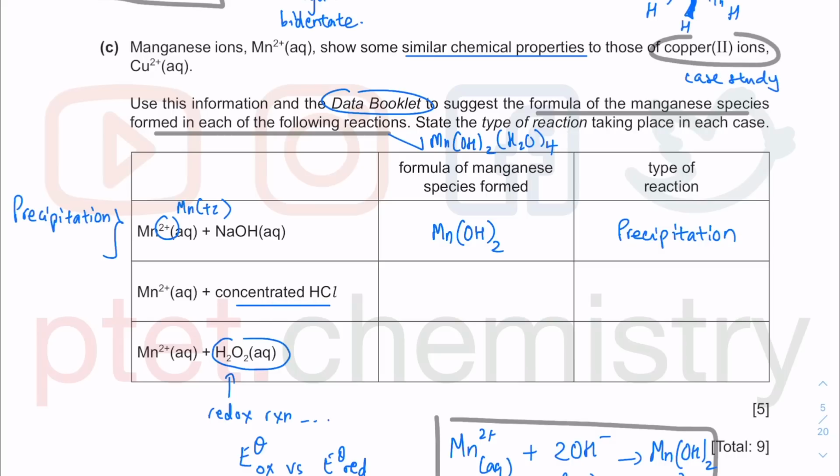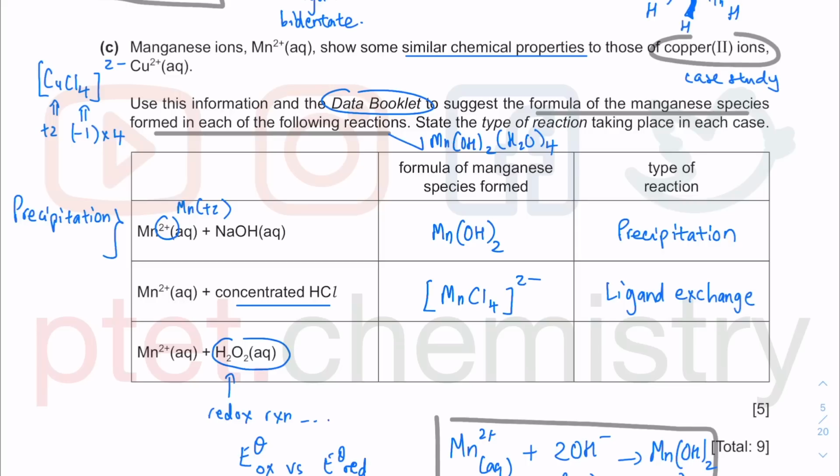With the concentrated HCl, if you have copper 2 plus, you will end up with CuCl4 2 minus, as that one is plus 2, and you have minus 1, and then you have 4 of that, minus 1 chloride, overall is 2 minus. So what are you going to get here? MnCl4 2 minus as well. This is just going to be your classic ligand exchange. If you don't like the word ligand exchange, you can probably use the word ligand substitution. So spell that out properly. Ligand substitution, don't have much space here. So I guess ligand exchange, or you can write ligand substitution reaction.